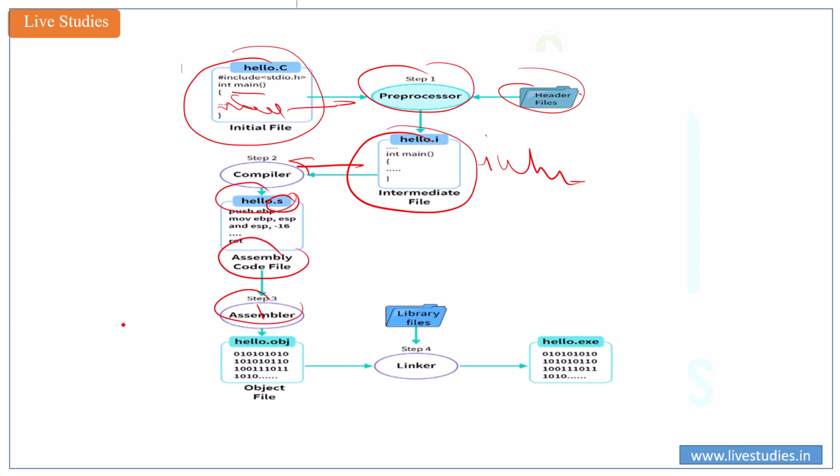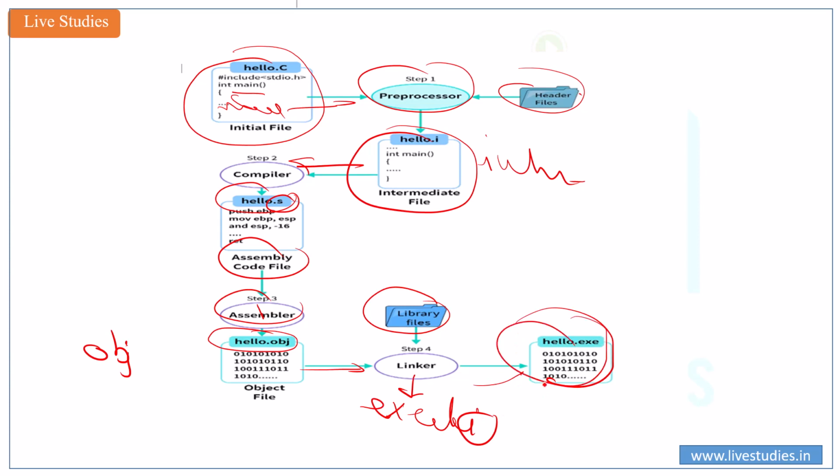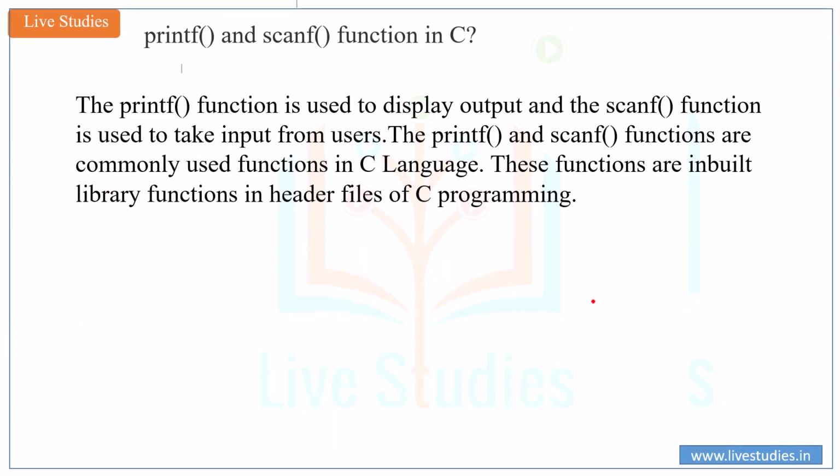And what are the printf function and the scanf function? The printf function is used to display output and the scanf function is used to take input from the user. The printf and scanf functions are commonly used functions in a C program. These functions are built-in library functions in the header file of C programs. Some important points about printf: the printf function is defined in the standard input output header, stdio.h. Using this function we can print data or a user-defined message on the monitor, also called the console. The printf function can print different kinds of data formats in the output string. Another point is that printf can print on a new line on the screen.